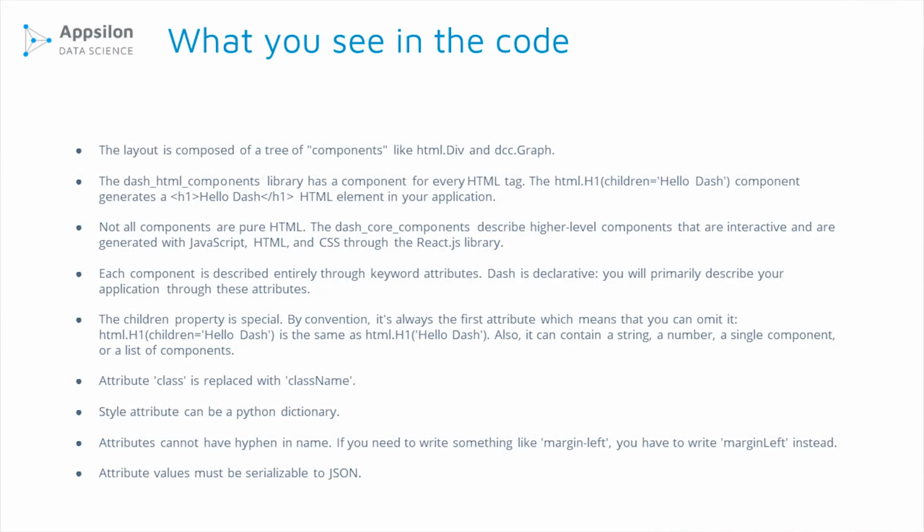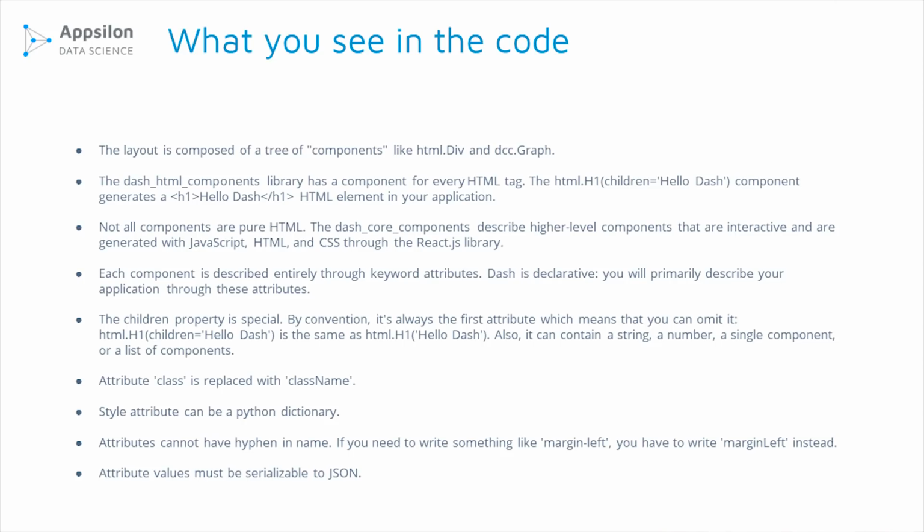So first, the full layout gets composed with the components that you've seen, and we can use the basic HTML components provided by Plotly. So for example, a div, h1, or the dash core components, which are interactive. And in this example, we use the graph component. As I said before, you get a component for every HTML tag. You can use it in Python.